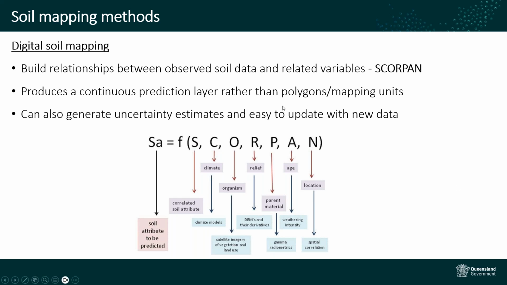locational information. The good thing about this process is that it produces a continuous prediction layer, so you get an estimate every 30 meters, rather than what you typically get with polygons or these mapping units. The good thing about the process as well is that you can generate uncertainty with the prediction, and it's very easy to update with new data. So hopefully in the future, once we get more data coming in from some of those data-poor areas, we can update the map again and provide a better estimation.